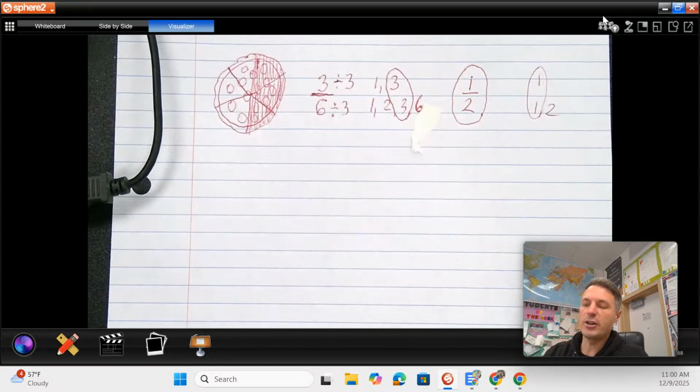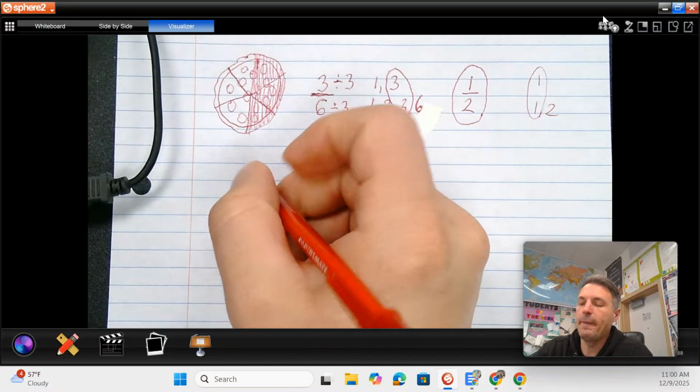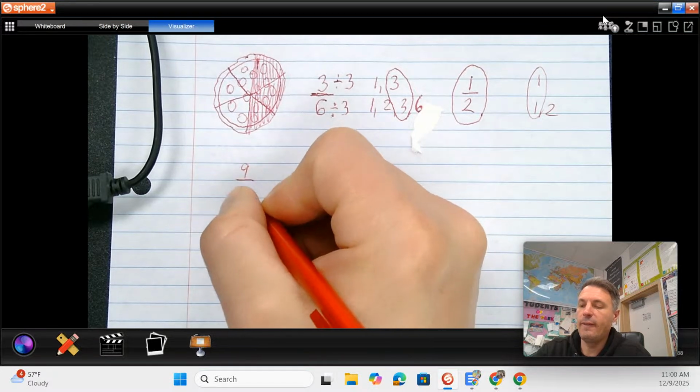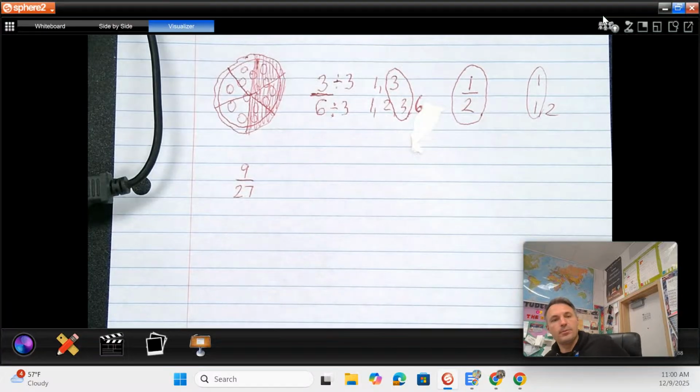Let's take some other fractions. Without drawing pictures this time, let's do 9 over 27. Okay? Let's do a little bit of a harder one. So 9/27, it's a way of showing a fractional value, but the problem is it's not in simplest form. How do we put 9 over 27 in simplest form?